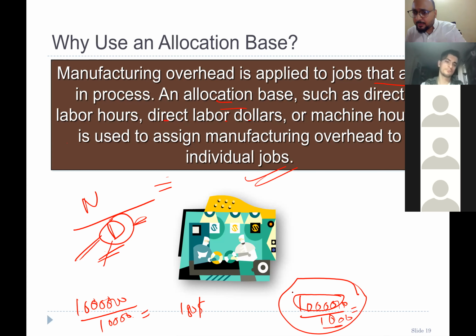So that is the concept of allocation base and cost driver. One and the same thing, allocation base or cost driver. We will also be learning this in coming slides or lectures, and we also talked about it in our earlier lecture. So it makes sense to divide with that number which basically makes sense of the numerator. I'm just repeating the stuff over there.